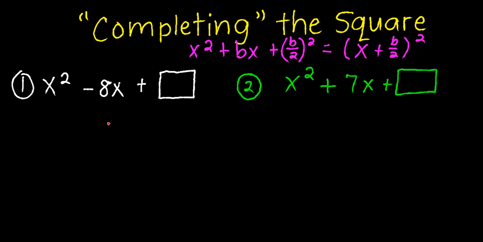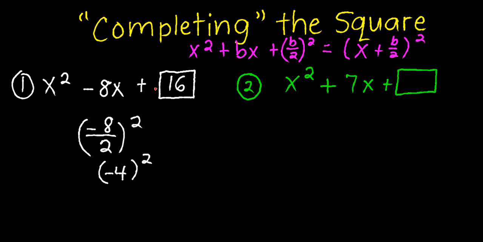In number 1, the coefficient of the middle term is negative 8. So I can simply take negative 8, cut it in half, put parentheses around it, and square that whole thing. Negative 8 divided by 2 is negative 4. And negative 4 squared is 16. So I've completed that to make it a perfect square trinomial.